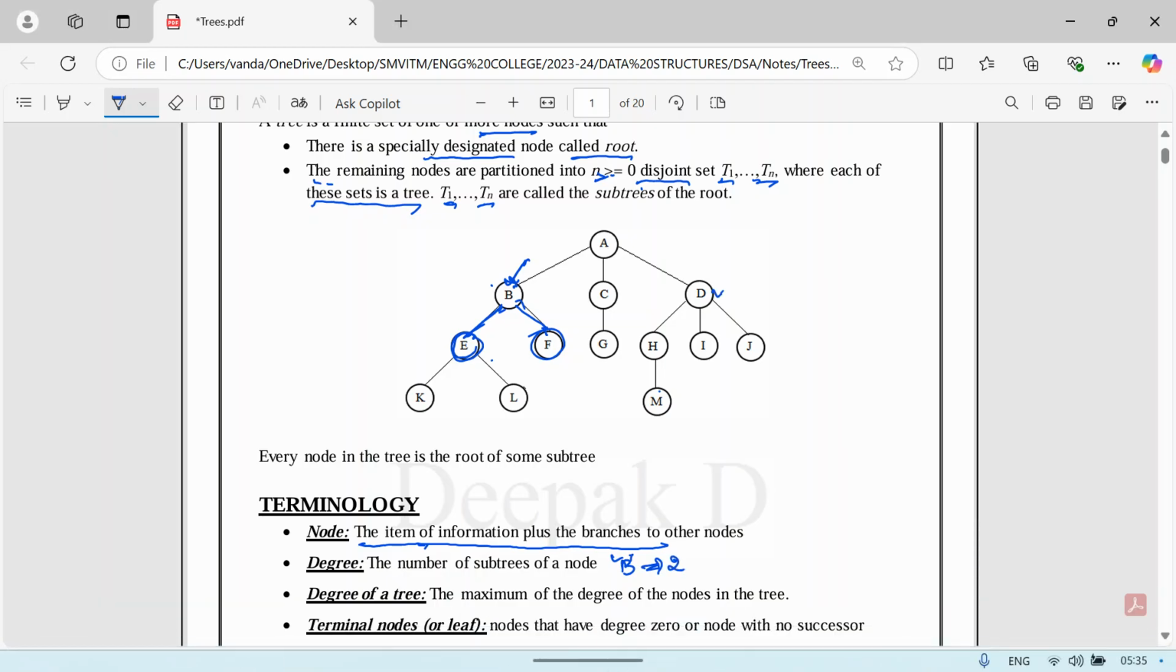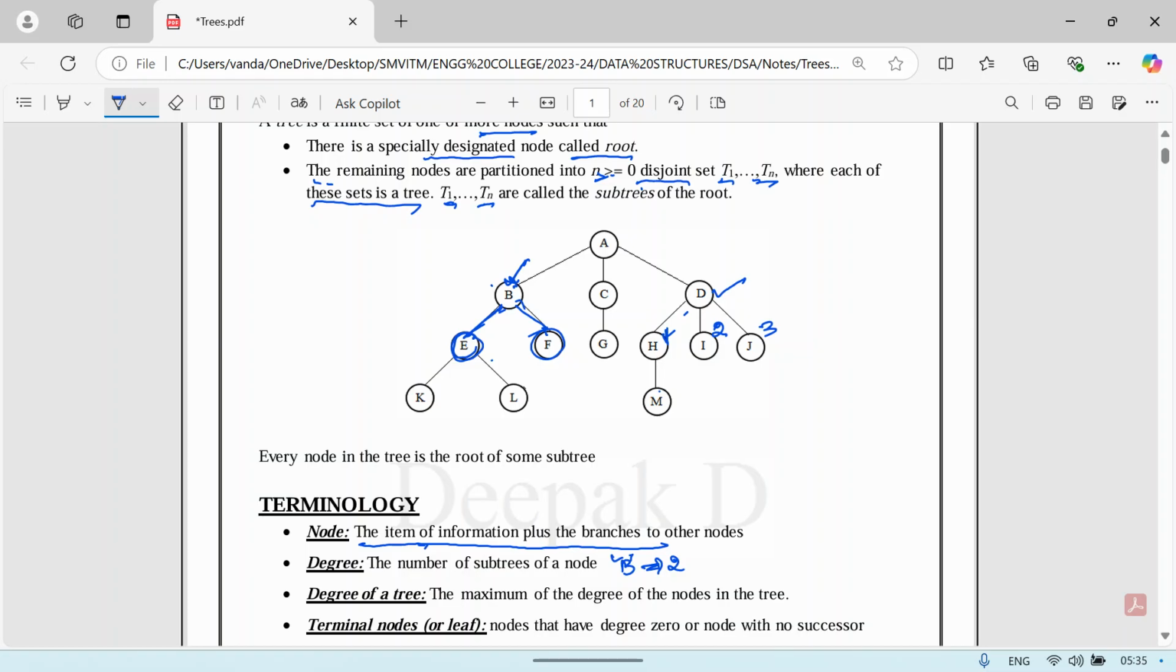Likewise, what is the degree of node D? The degree of node D is 1, 2, and 3. So the number of child nodes that it has: D has 3 child nodes. So that is why the degree of it is 3. Likewise, what is the degree of C? Can you identify the degree of C?